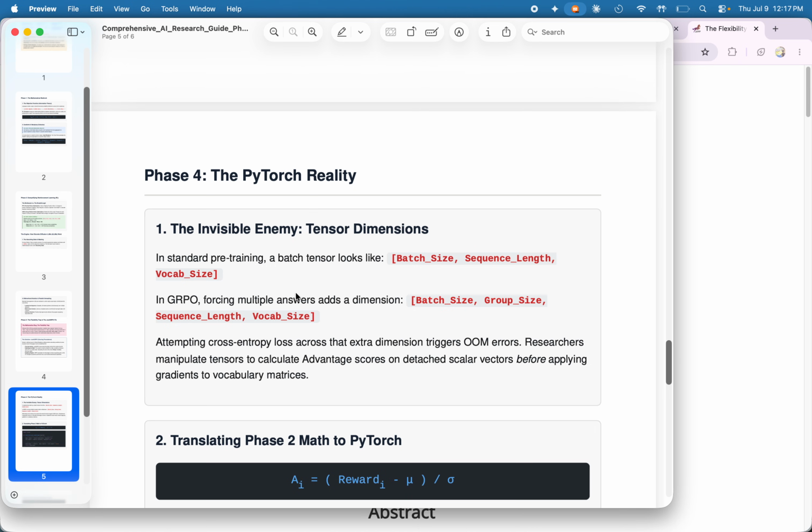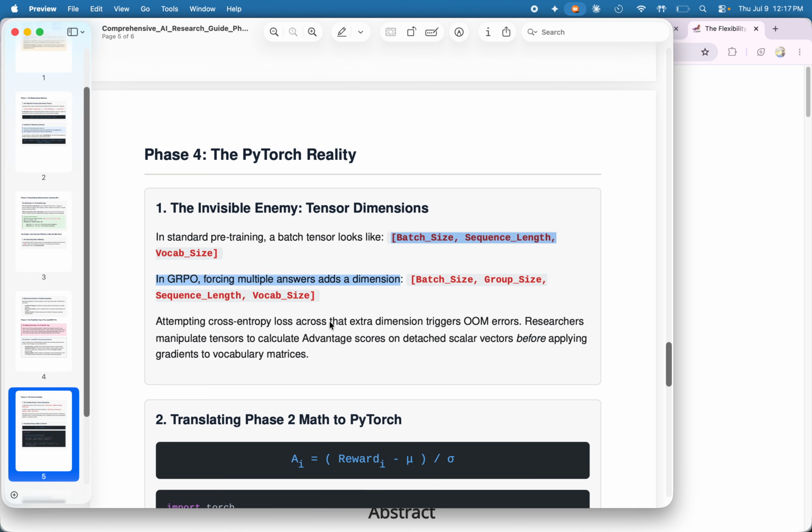So now we'll be going to how the actual PyTorch code looks like, just the general ones. For the normal pre-training, there will be only these parameters we pass: batch size, then sequence length, vocabulary size. So these are the general parameters. But for GRPO, since we are going to ask the base model to predict multiple times across multiple groups, there will be a group size variable extra. So that's the only change with GRPO.